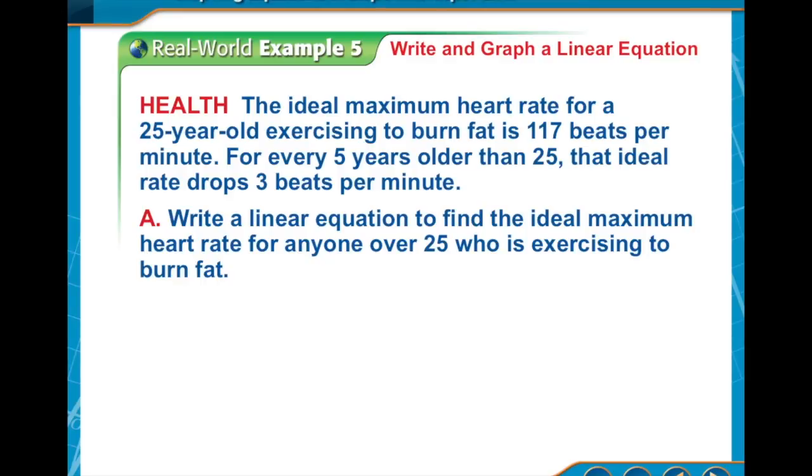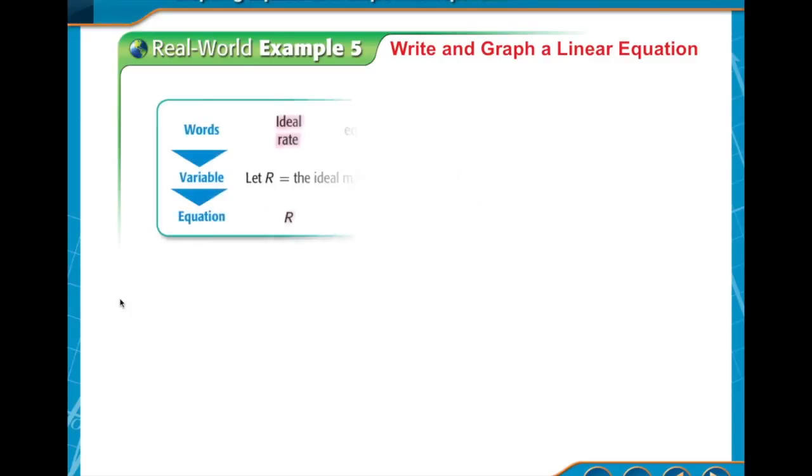So we see that as we get older, we expect the rate of these beats to go down. They ask us to write an equation to find the ideal maximum heart rate for anyone over 25 who is exercising to build fat, to burn fat. In other words, we want to write an equation that allows us to compare the ages and the heart beats expected based on how old they are.